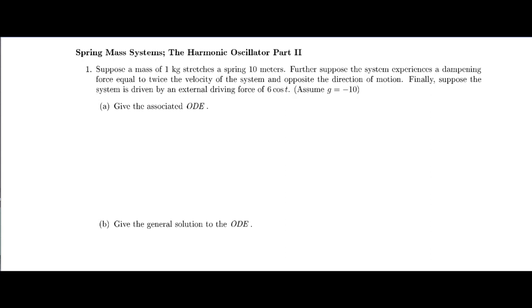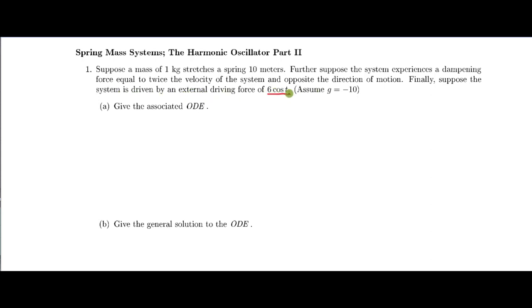So folks, in this section we're going to look at a spring mass problem. We've done some of these before, although the difference here will be that we have a forcing function. So in this case we've got a 1 kilogram mass that can stretch a spring, and we suppose that there's a dampening force equal to twice the velocity of the system that's opposite direction of motion.